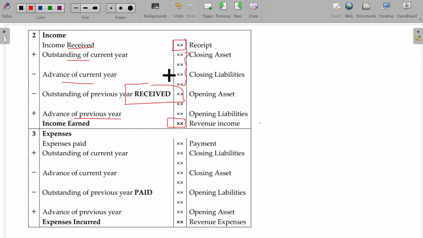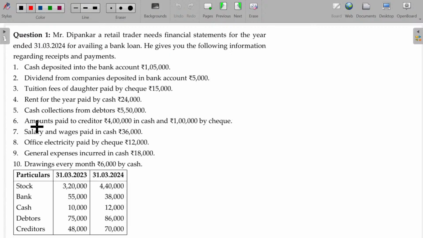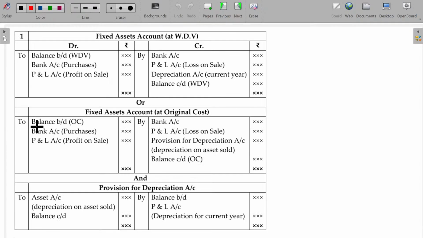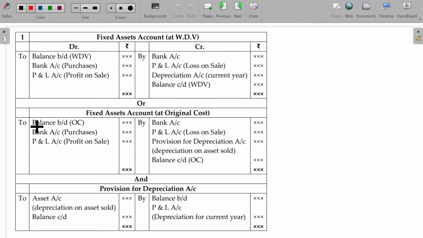These outstanding advance of the current year will go to the closing balance sheet, either it may be asset side or liability side. Similarly, this will be appearing in the opening statement of affairs in the asset side or liability side. The same happens in case of expenses. This one also similar to the thing what we have learned in NPO. Is that okay?